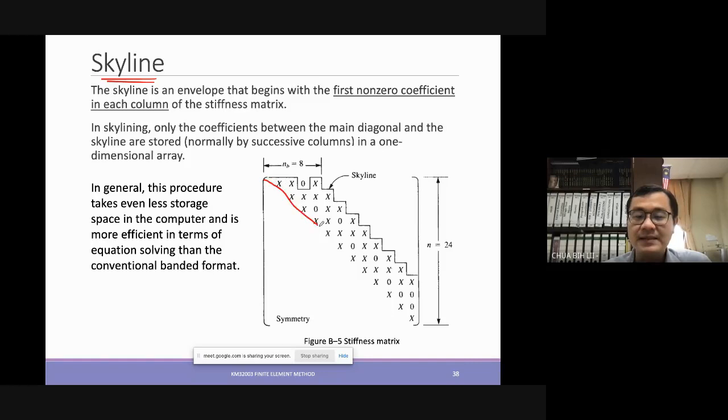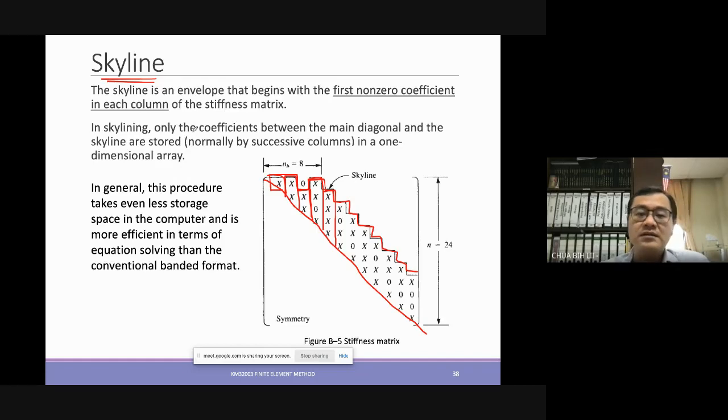Let's say this symmetry line is the base of your building. Now this building has only one story, this building has 2 stories, this building has 2 stories, this building has 4 stories, and this building has 4 stories, and so on. So we would draw a line where those zeros are removed, so this becomes the Skyline. We call it the Skyline method.